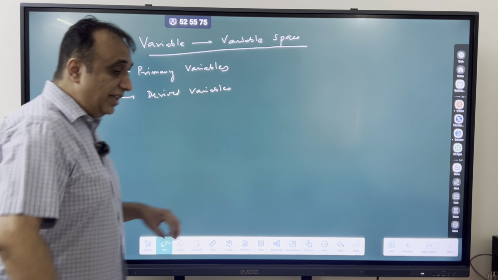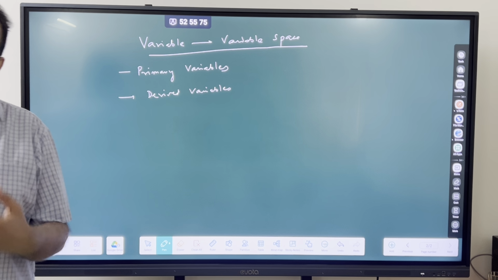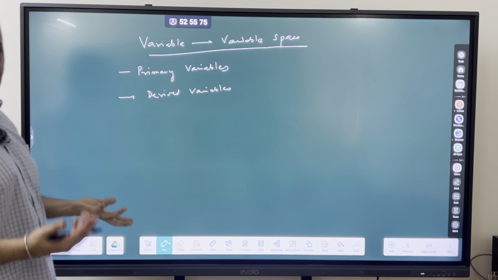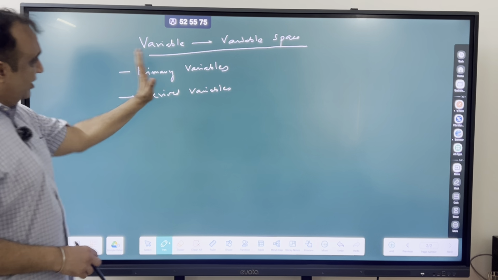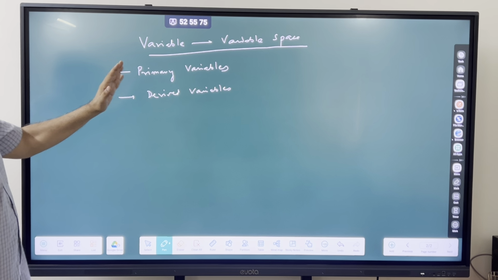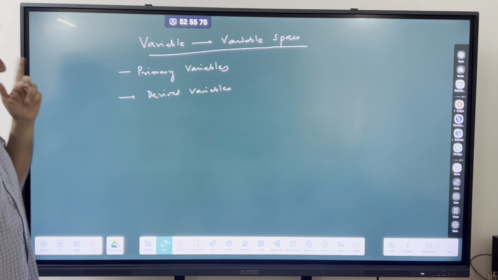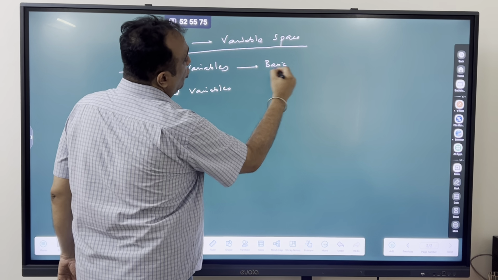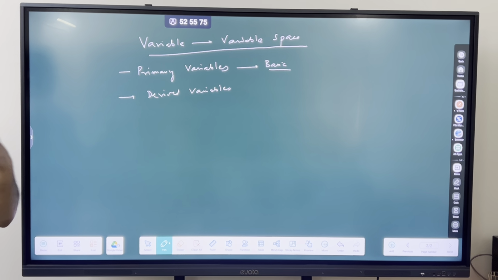Now it's not always very apparent which one is primary and which is derived. Sometimes they are interchangeable, that is also fair. But when I say I'm talking about primary variables, what do I exactly mean? Primary variables in my mind are the very basic or rudimentary variables that are a part of the question. Now let me give you an example.